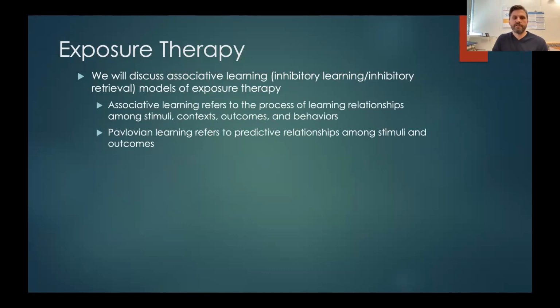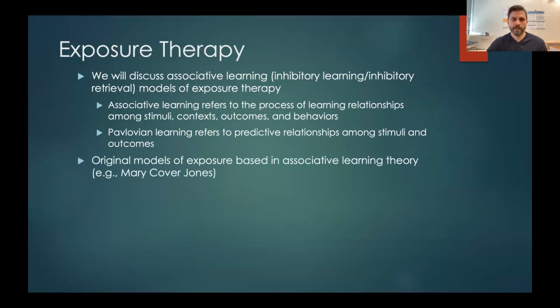And just as a basic starting point for everybody, when I say associative learning, I'm saying it to refer to the process of learning relationships among a variety of different things: stimuli, context, outcomes, behavior, just the whole way that organisms learn to navigate their environment by learning associations among a variety of factors. Pavlovian learning, on the other hand, is going to refer to a particular type of predictive relationship among stimuli and outcomes, and we're going to talk about that a little bit more.